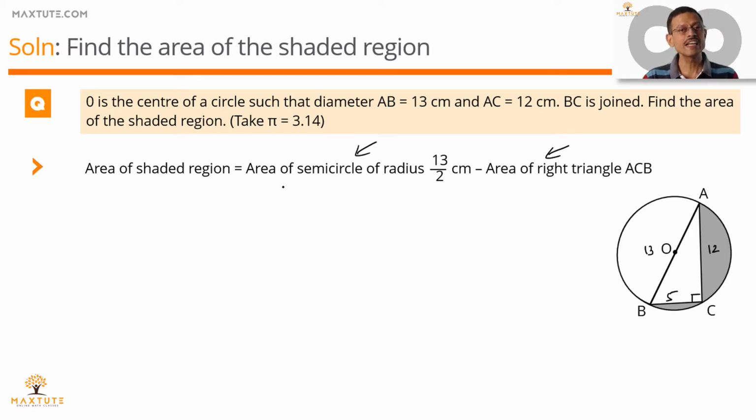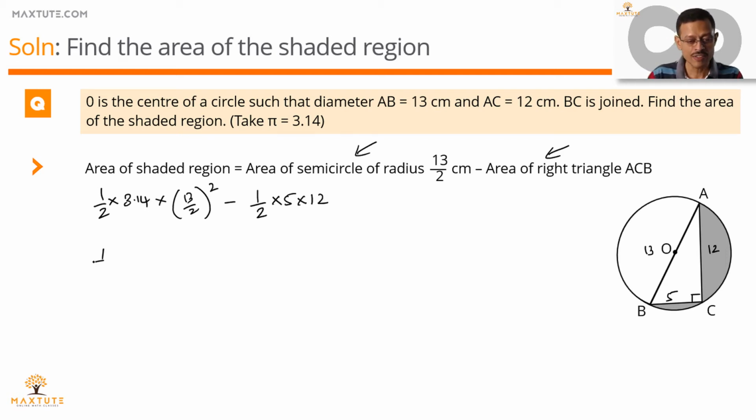This part, the area of a semicircle, is pi r square by 2. So it is half into, let's take pi to be equal to 3.14 as said in the question, into r. Radius is equal to 13 by 2 because the diameter is 13, so 13 by 2 the whole square. This is the area of the semicircle, minus the area of the right triangle, which is half into the product of the perpendicular sides. One of the perpendicular sides measures 5, the other measures 12.